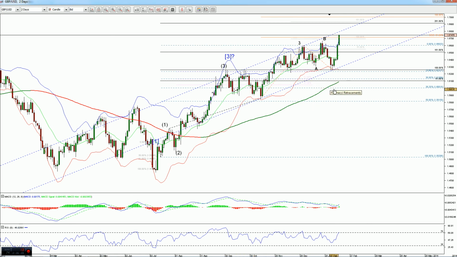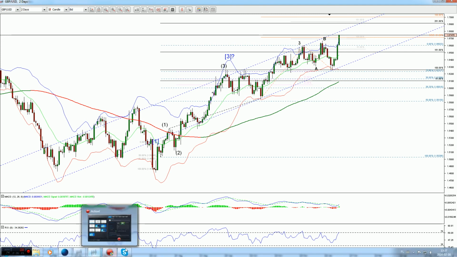I have changed it slightly because I think there was a different alternative count on this 2 days chart. So most probably we had already this A, B, and C. There should be a C, a bigger C, and this correction has ended. Okay, it was finished, and the market is in the final fifth wave to the upside.